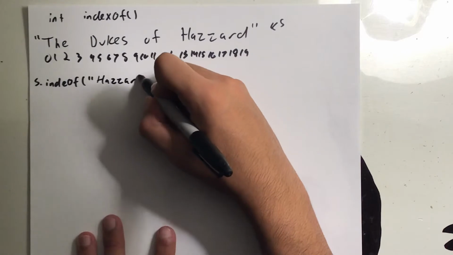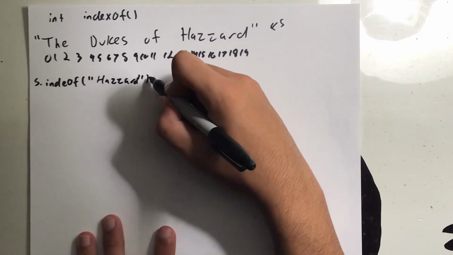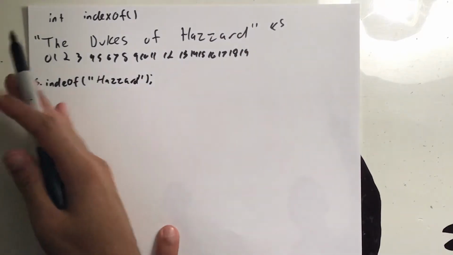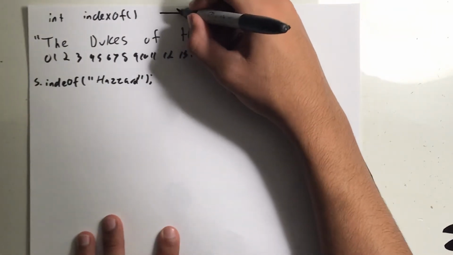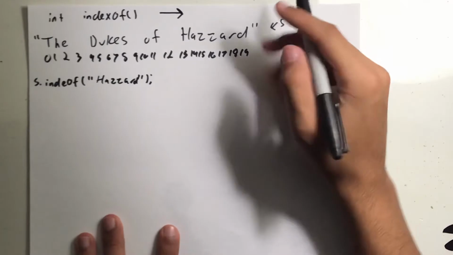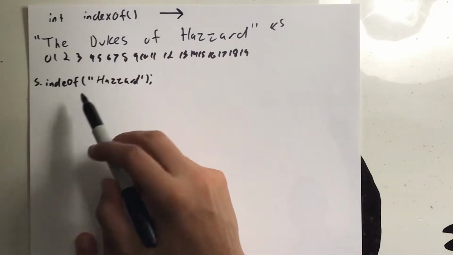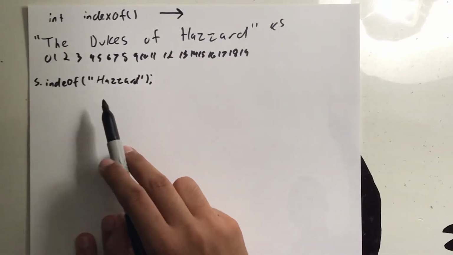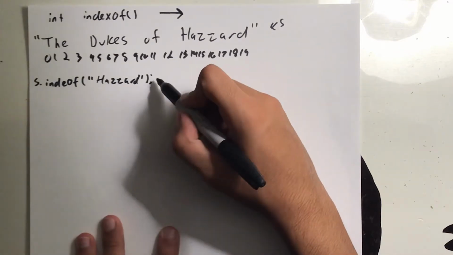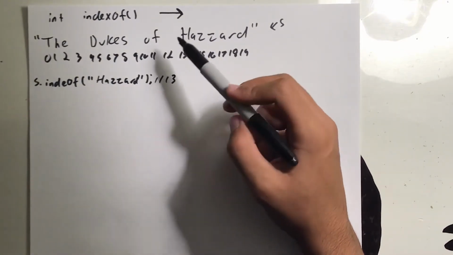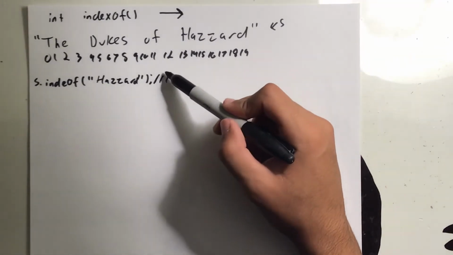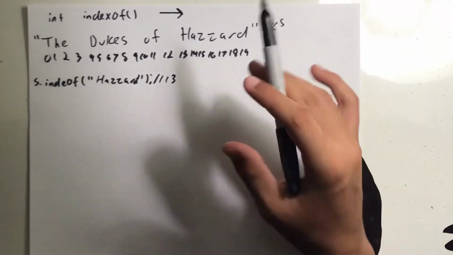The way we accomplish this is we go from left to right. It's always from left to right, the index of method. And it's the first instance of the string hazard. So the first instance of hazard occurs at 13. So the answer is going to be 13. And if I hadn't gone over this, these two forward slashes just mean that it's going to be a comment, so the code doesn't get affected.